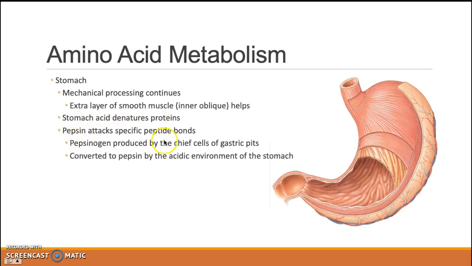And then we actually have our first enzymes that are going to start breaking down proteins. Pepsin is going to start attacking specific peptide bonds. Where this comes from is pepsinogen. Pepsinogen is an inactive form of the enzyme that is produced by the chief cells in the gastric pits. And then that pepsinogen is going to be converted to pepsin by the acidic environment, by the hydrochloric acid in the stomach.